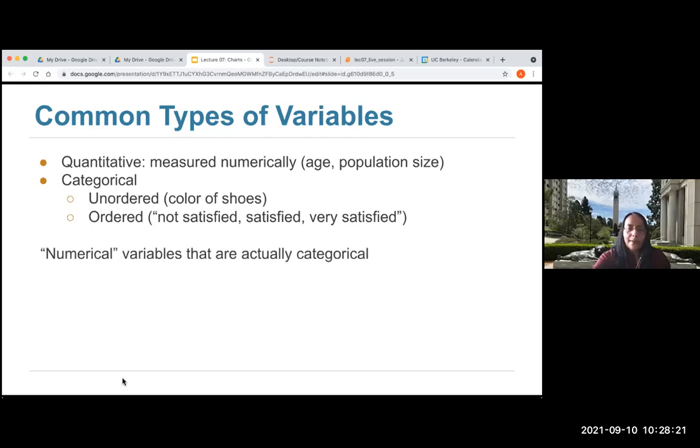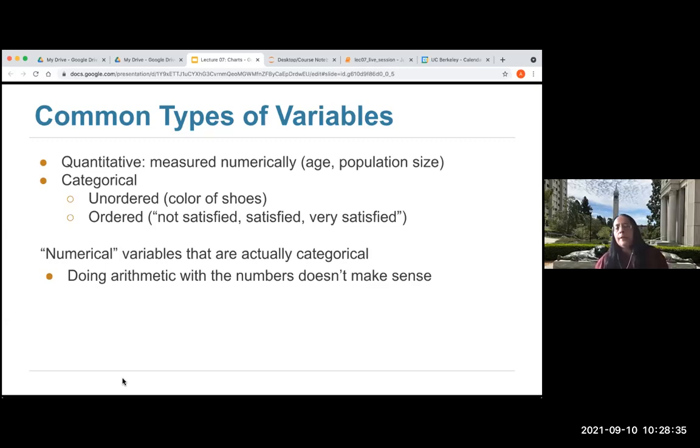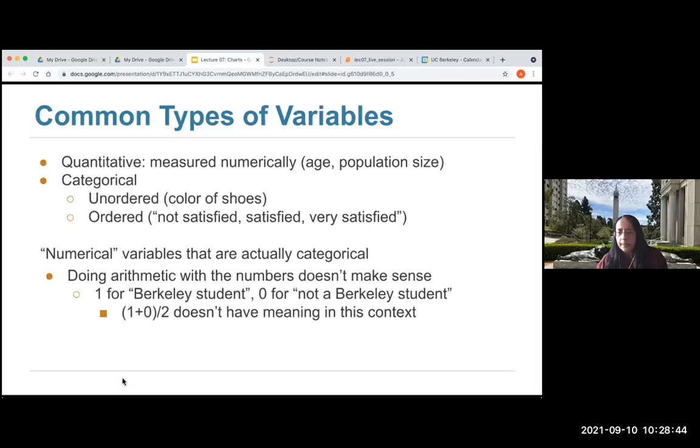And so you've brought me now to variables that look like numbers, but they're actually categorical. So you've seen one already, the sex codes were 1 and 2. Those were actually not numbers, they're just labels. And the point is that doing arithmetic with these numbers does not make sense. So if you use 1 for Berkeley student and 0 for not a Berkeley student, then 1 plus 0 divided by 2, I don't know what that is. If you use, on a scale of 1 to 5, rate such and such, well, okay. If you use 0 for not satisfied, 1 for satisfied, and 2 for very satisfied, distances actually are rather questionable.